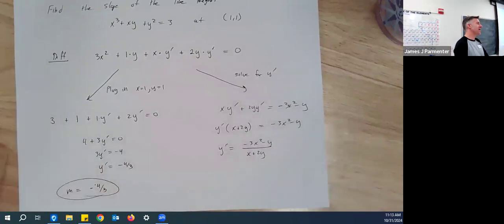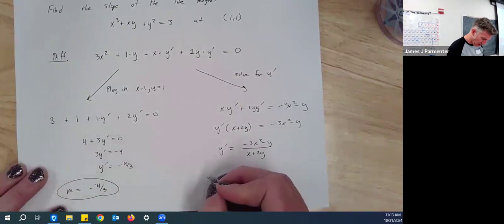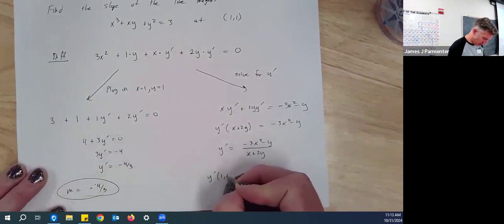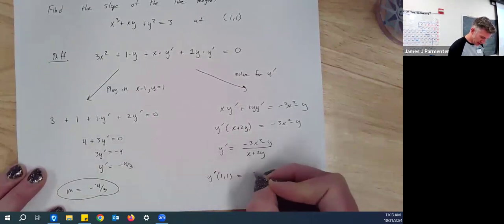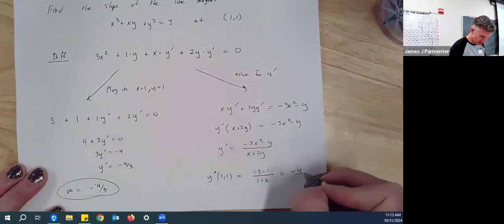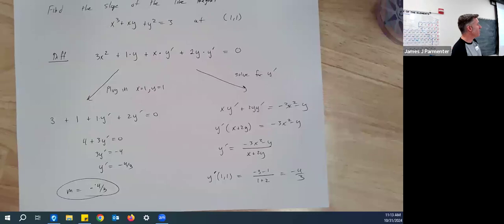And there's your derivative, which I guess you would want if they asked you to find the derivative, or asked you to find the slope at multiple points. Then you probably do it this way first, and then you can plug in. Y prime evaluated at (1, 1) is going to be -3 minus 1 over 1 plus 2, which is also -4/3. So either way is fine.